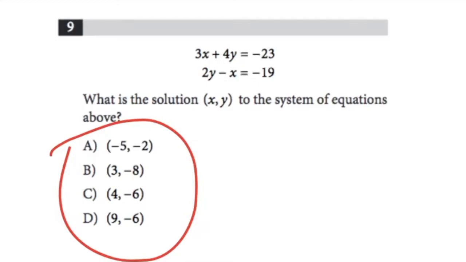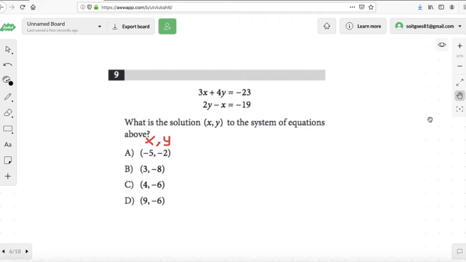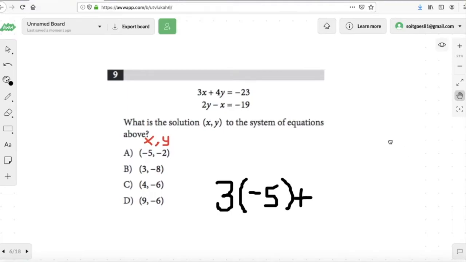So let's do it. Let me see you plug in our values from the answer choices into the system of equations. Remember, these are XY pairs, right? So let me see you plug in a -5 for X and a -2 for Y into the equations. Let's see if we get true statements. Can I see you do that on the whiteboard? Yes. Looking good, looking good.